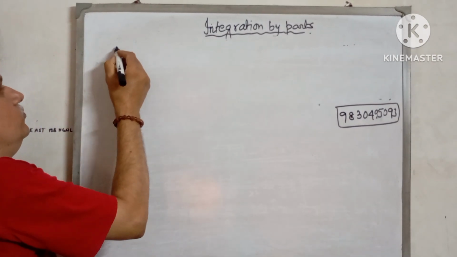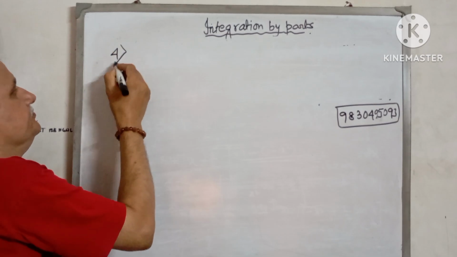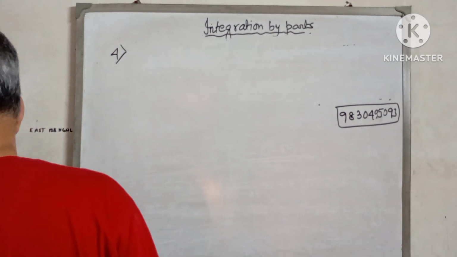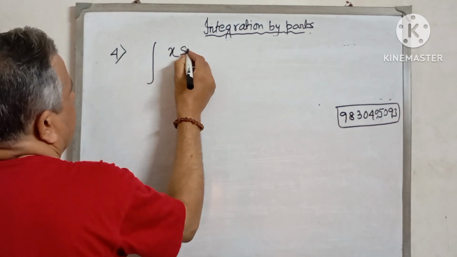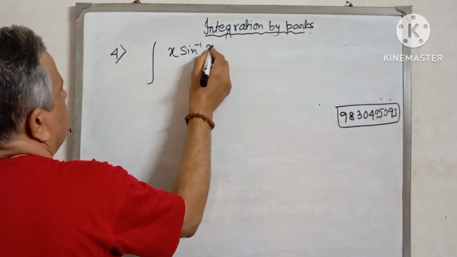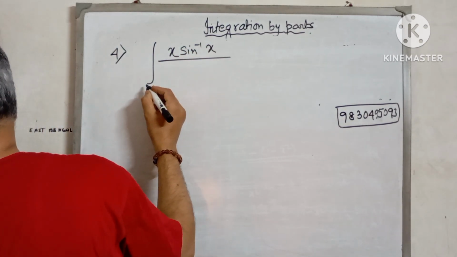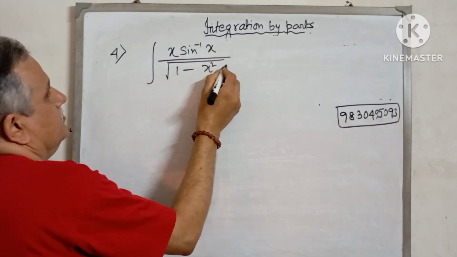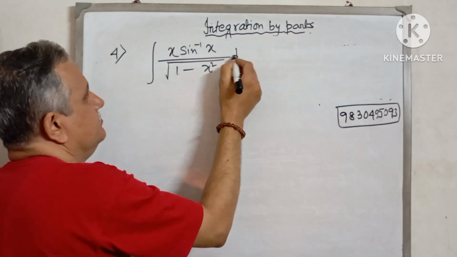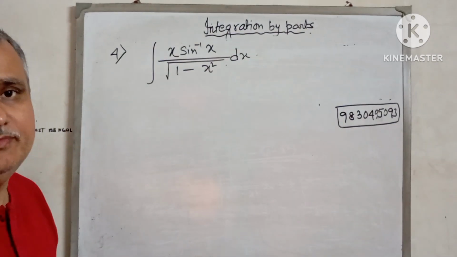Problem number 4, that is integration of x sine inverse x by root over 1 minus x square dx. This is problem number 4.